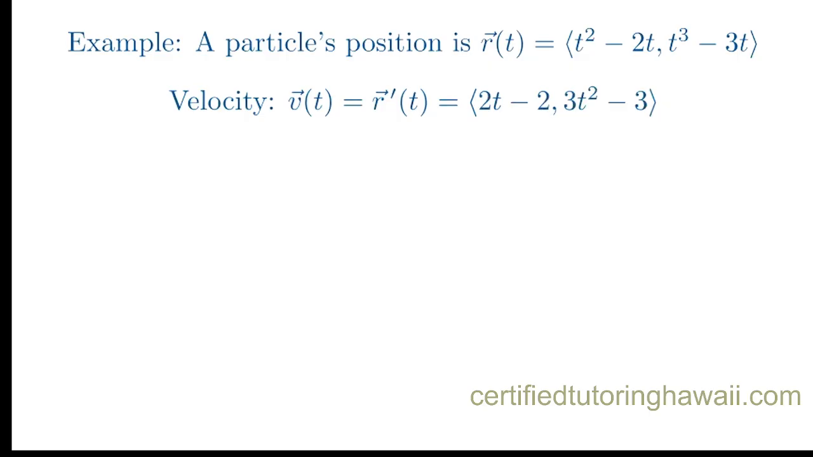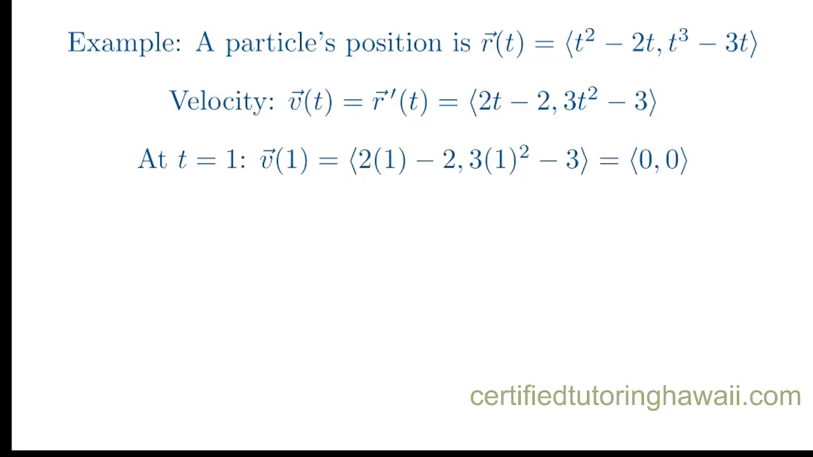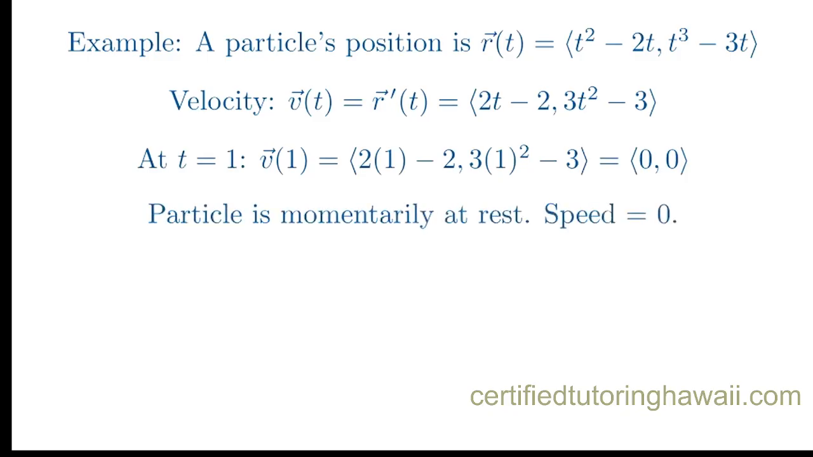Now let's analyze the velocity at t equals 1. Plugging in t equals 1, we get v of 1 equals the 0 vector. When the velocity vector is the 0 vector, we say the particle is momentarily at rest. Its speed, which is the magnitude of the 0 vector, is 0. This means it has stopped moving at t equals 1.